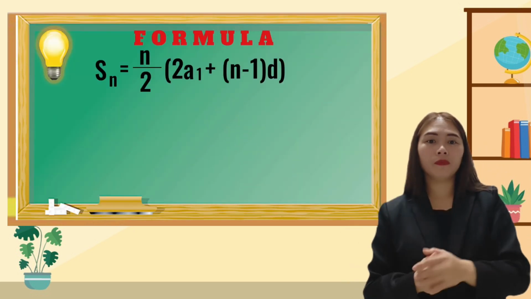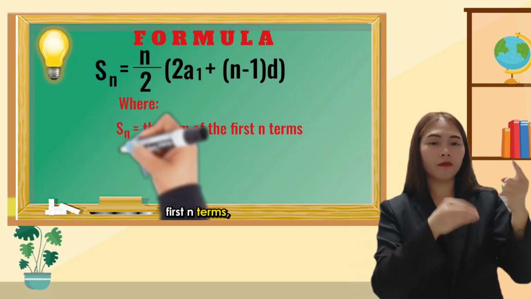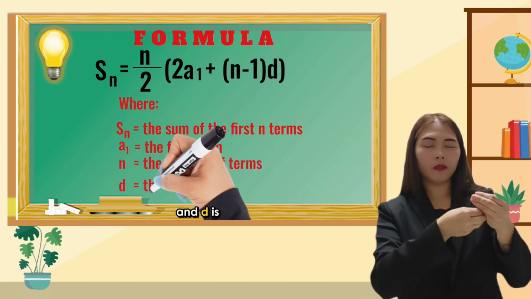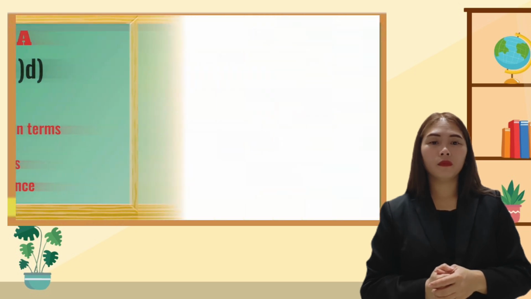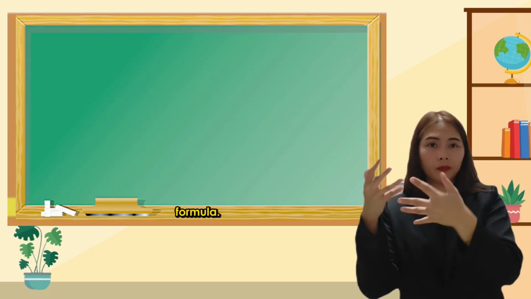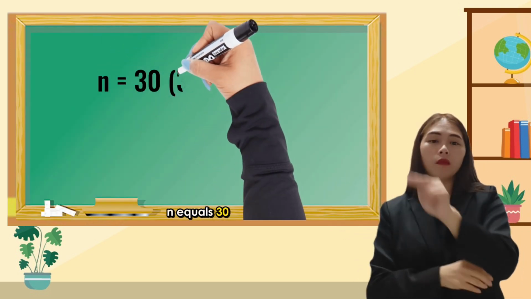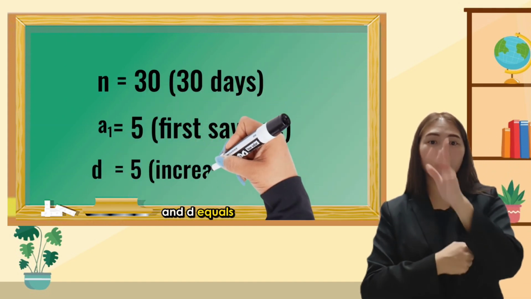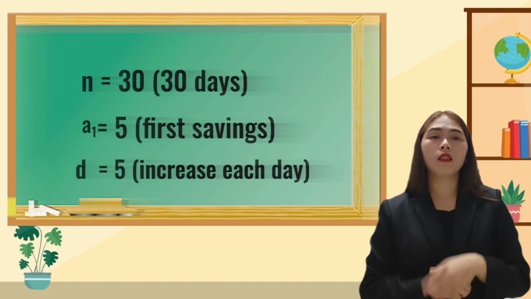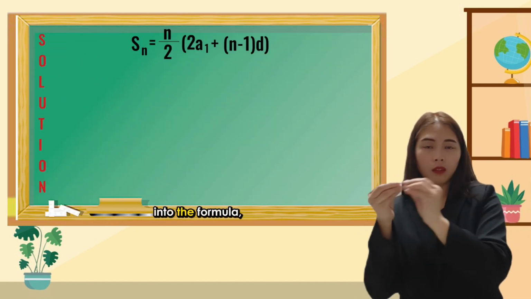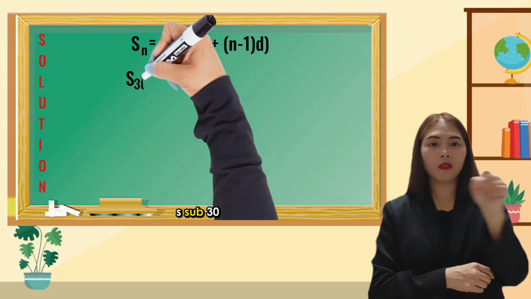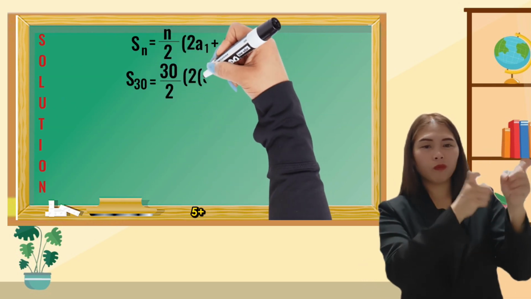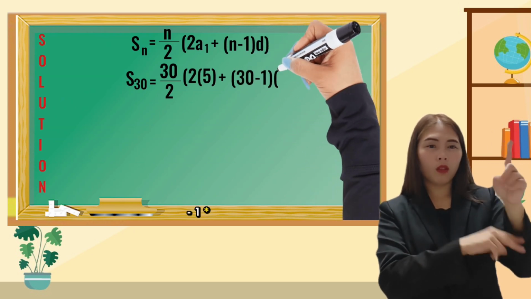Here's the formula, where S sub n is the sum of the first n terms, a sub 1 is the first term, n is the number of terms, and d is the common difference. Now substitute the values into the formula. In our case, n equals 30 days, a sub 1 equals 5 first savings, and d equals 5 increase each day. If we substitute the given values into the formula, this will become S sub 30 is equal to 30 divided by 2 multiplied by the quantity of 2 times 5 plus the quantity of 30 minus 1 times 5.